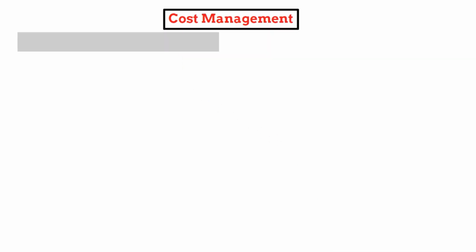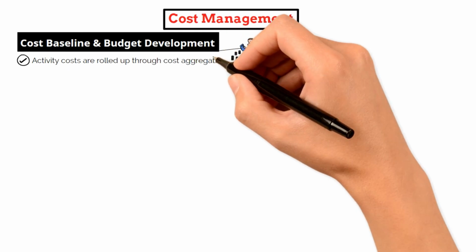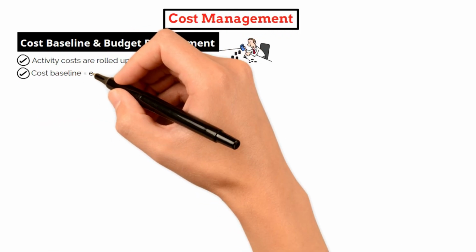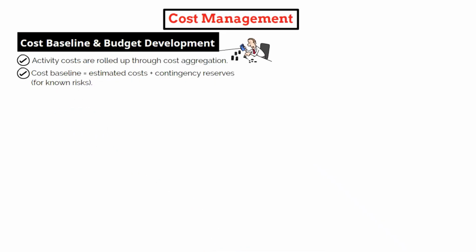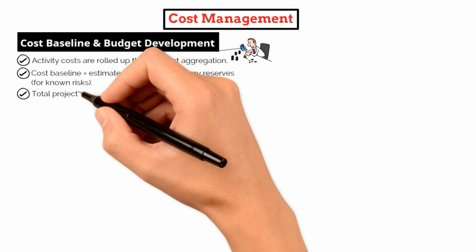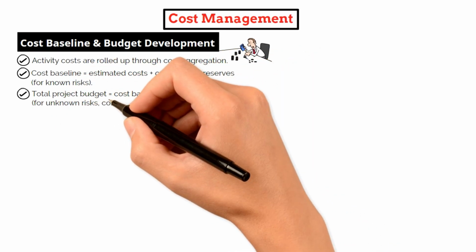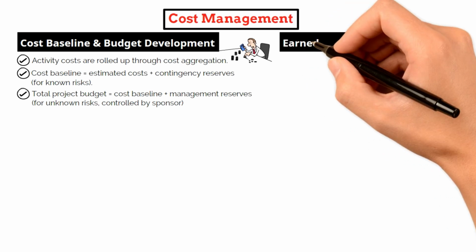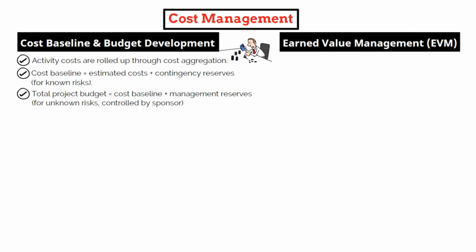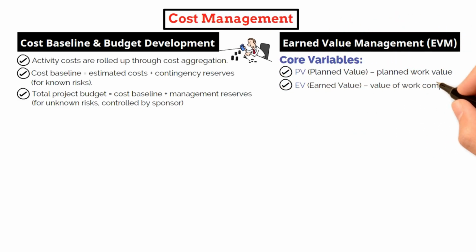Once activity costs are estimated, they are rolled up through cost aggregation into the project's total estimated cost. These values are then combined into the cost baseline, which includes contingency reserves for known risks. When you add management reserves for unknown risks, which are controlled by the sponsor, you arrive at the total project budget. During execution, cost performance is monitored using Earned Value Management, or EVM. You'll need to be comfortable with the core variables: planned value, earned value, and actual cost.